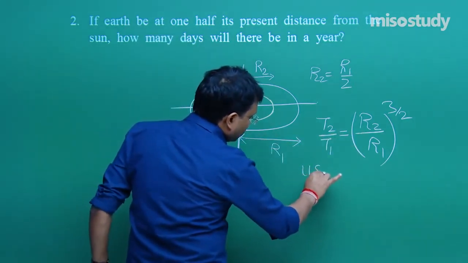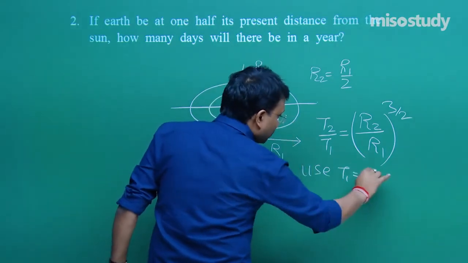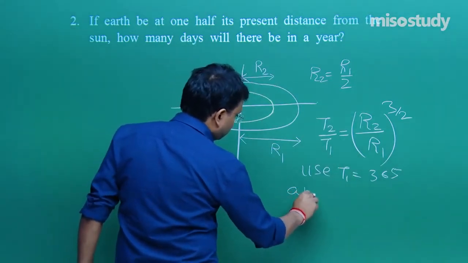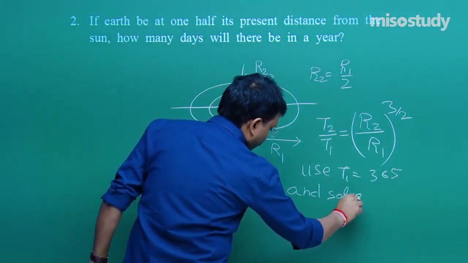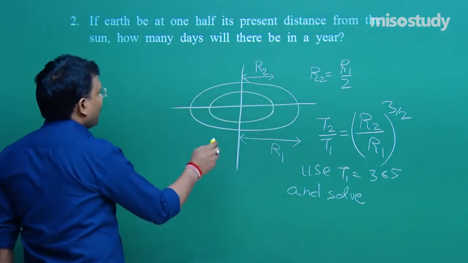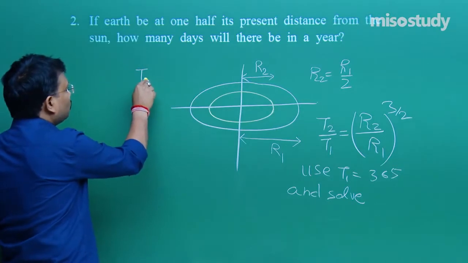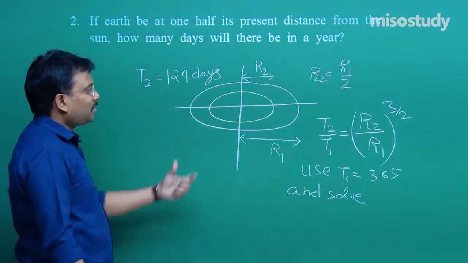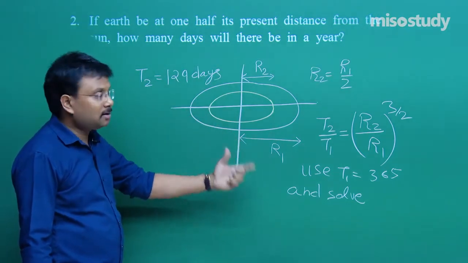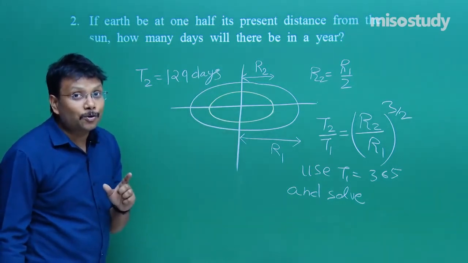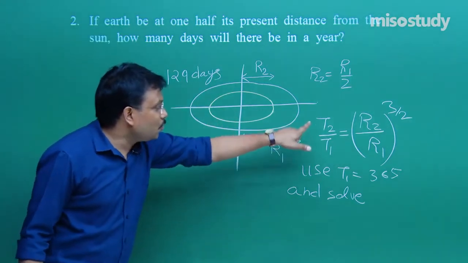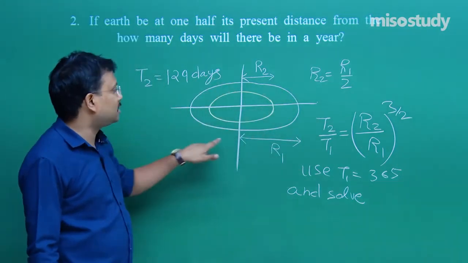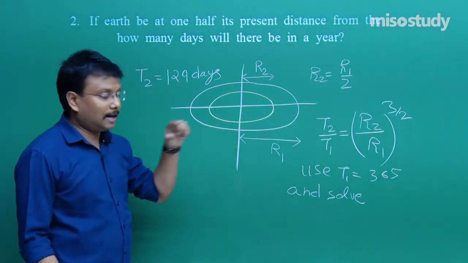So use T1 is equal to 365 and solve, fine. So what the value of T2 you will get, so T2 is equal to 129 days, fine. So this is the approach, fine. This way you can solve. In examination room, just to save your more time, use directly this formula, and then values you have, so put the values. It is something which just to elaborate you, I use this method, fine.